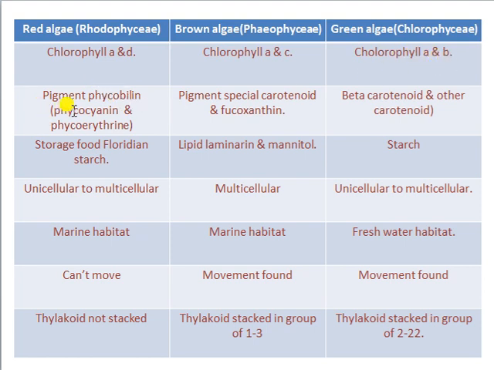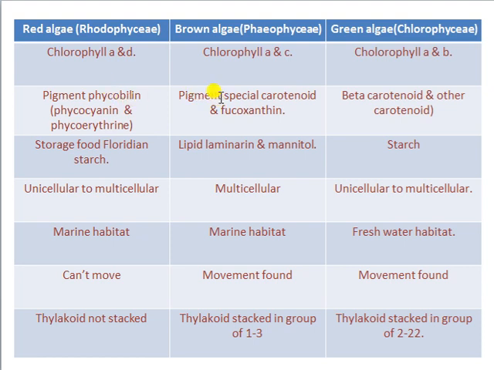If you go for the pigment phycobilin, that phycobilin pigment is also present in case of Rhodophyceae, and this is composed of two types of pigments. One is phycocyanin and another one is phycoerythrin. So these two pigments combine to make one pigment, that is phycobilin.